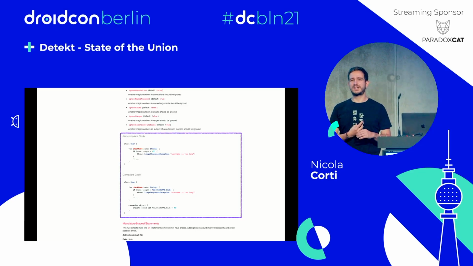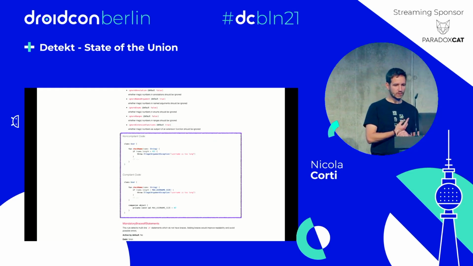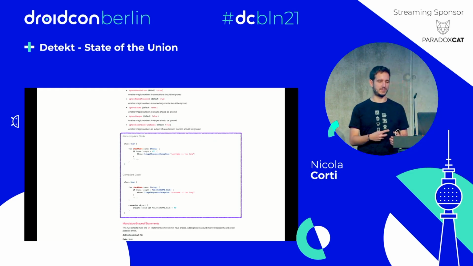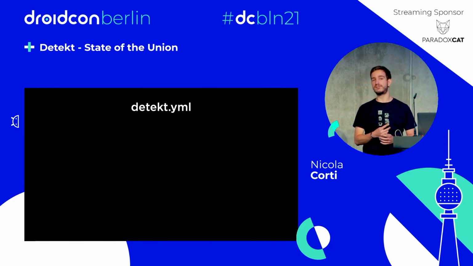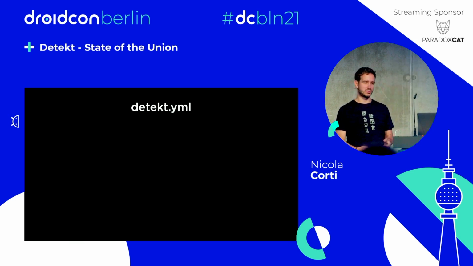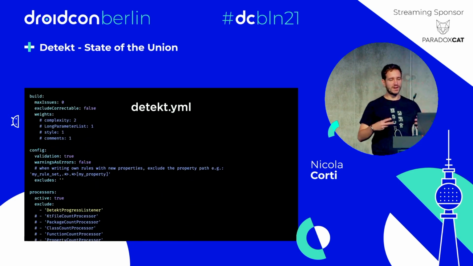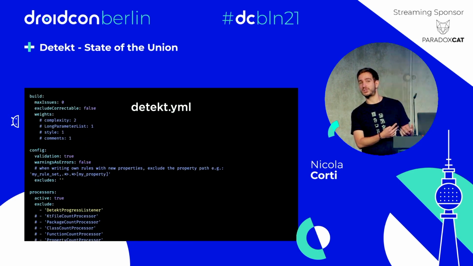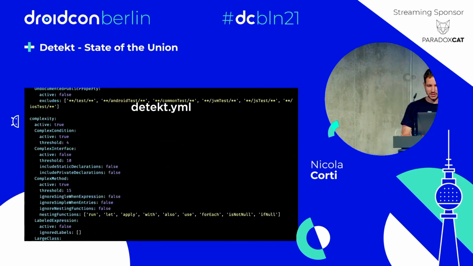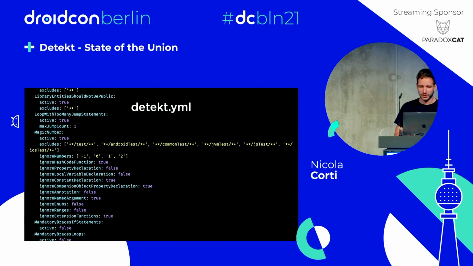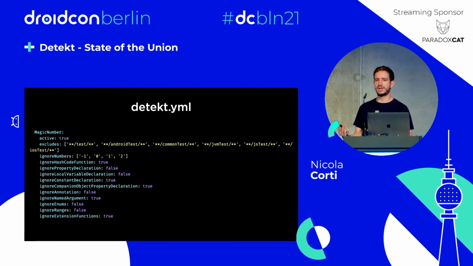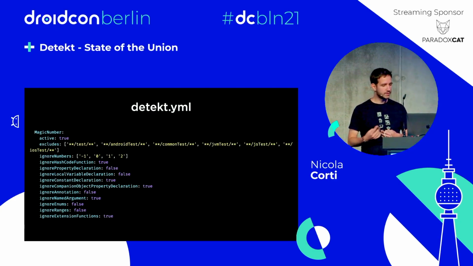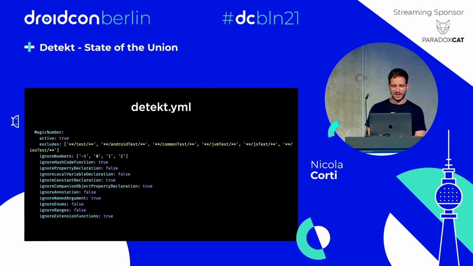So I briefly touched on configuration, how you configure Detekt. You provide a YAML file where you specify how those rules should behave. It's a YAML file that stays in the top level of your project, and there you can configure rules. So for example, if we go to the magic number, you can activate or deactivate a rule. And you can specify numbers that should be ignored, or that the hashCode function should be ignored, and so on.